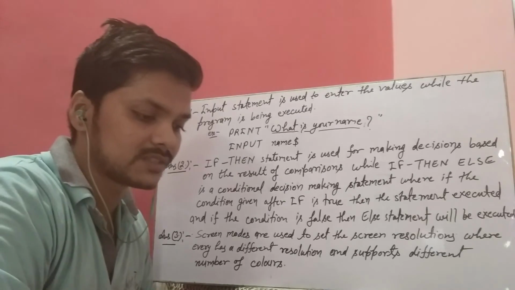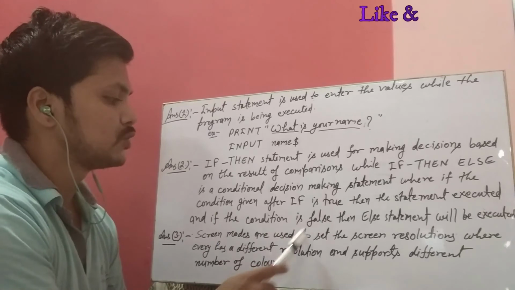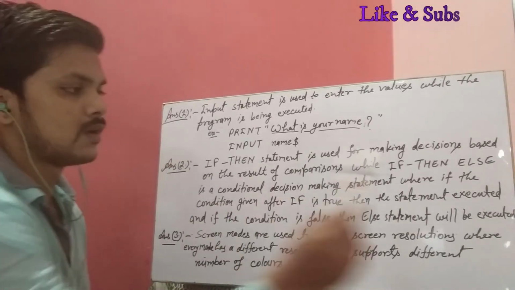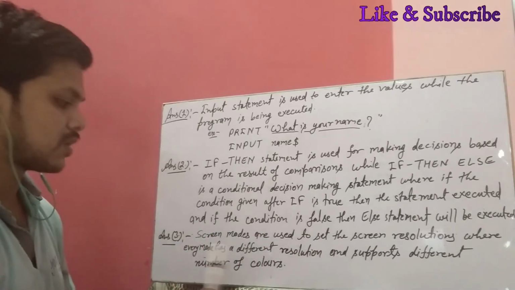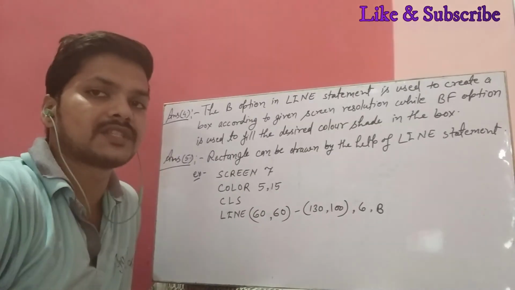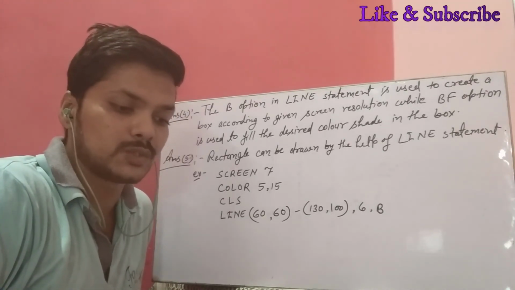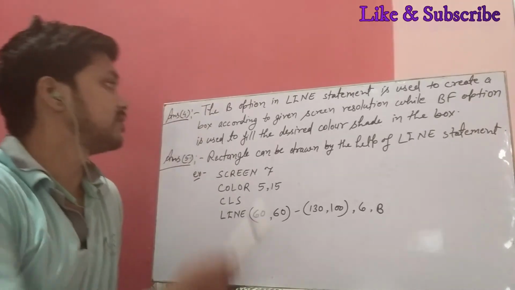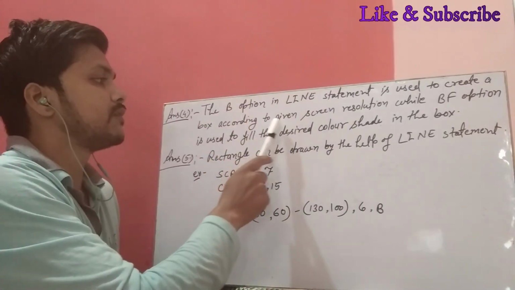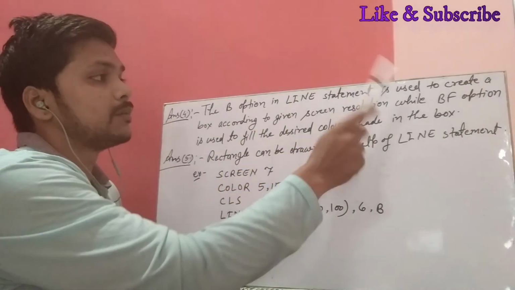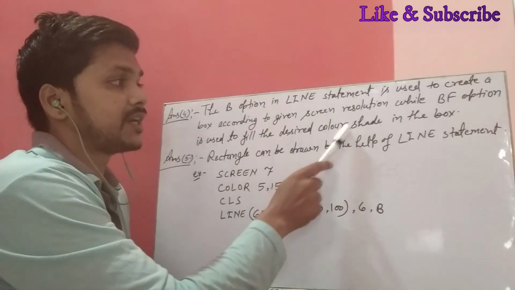Now the third question is, what do you understand by the term screen modes? Screen modes are used to set the screen resolutions, where every mode has a different resolution and supports a different number of colors. Now the fourth question is, what is the difference between capital B and capital BF options used with the LINE statement? The answer is, the capital B option in the LINE statement is used to create a box according to the given screen resolution, while the capital BF option is used to fill the desired color shade in the box.